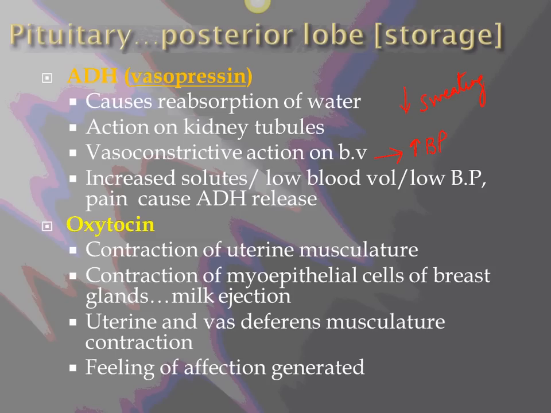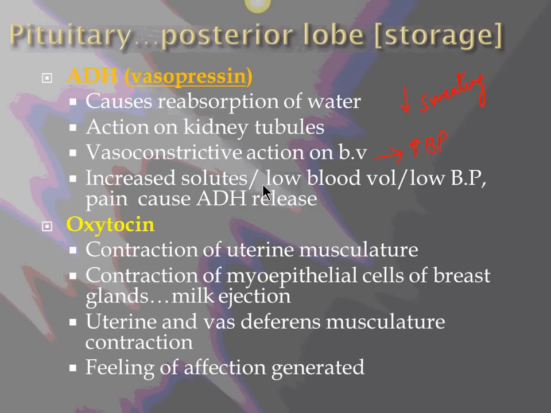So what is the stimulus for its release? Anything which removes fluid from the body, right? Then the body realizes, oh, I've got less fluid, so I need to now conserve whatever. So I need to produce less urine, okay? So anything which removes fluid from the body, which in turn will cause low blood volume and hence low blood pressure, is what is going to cause its release.